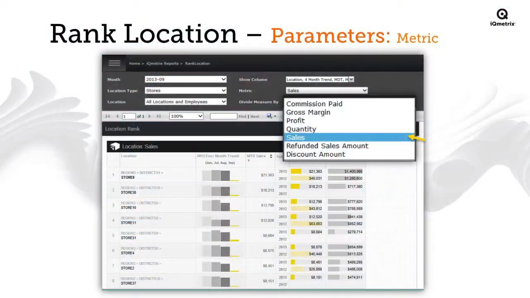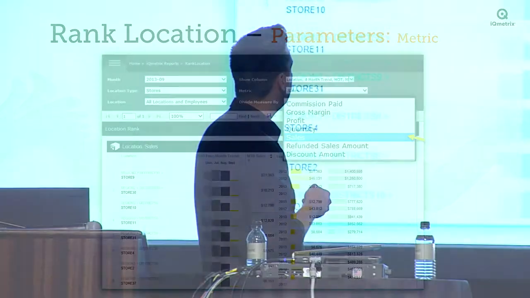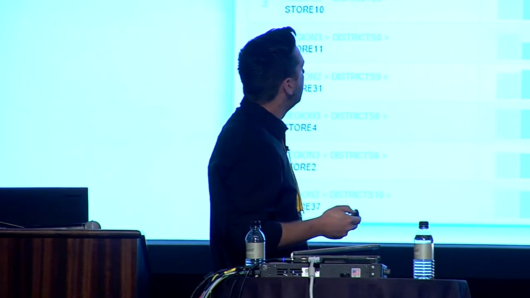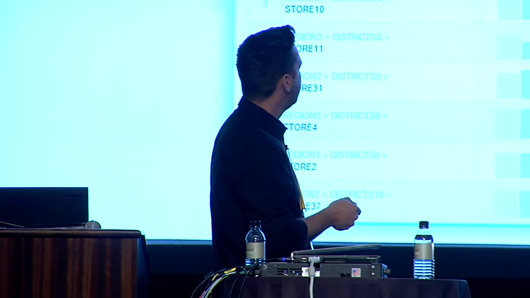So this is what it looks like when we run the report. Again, we choose our filters at the top. We're looking at sales. We're looking at the whole company. We're looking at the store level. This is the critical thing. So we can choose to compare regions, districts, or stores. We're interested in stores, so we lock that in, and we run the report. This is just showing that we've chosen sales.